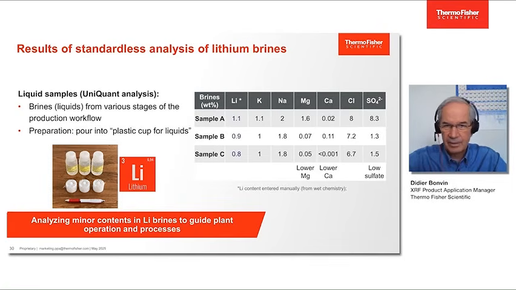And here are the typical results, and you can see the sample concentrations, the first one being a high sulfate sample, and then with the sulfate content getting much lower, with a low sulfate content on sample B. But also the purest of the 3 is sample C, with the lower magnesium concentration and the lower calcium concentration in sample C. So these minor contents in the brines will guide plant operation and processes and ensure process and quality control.